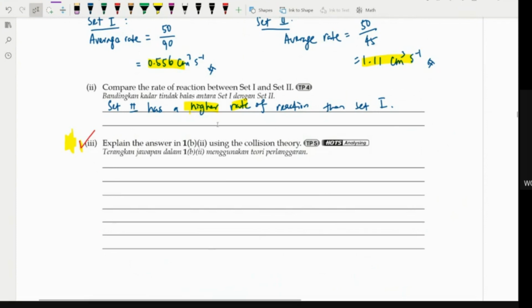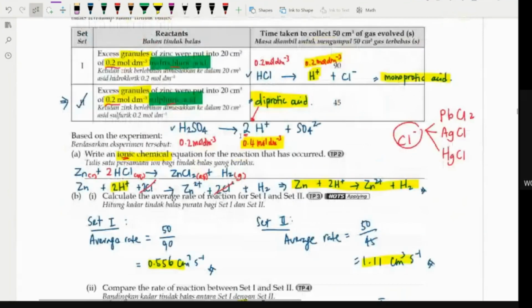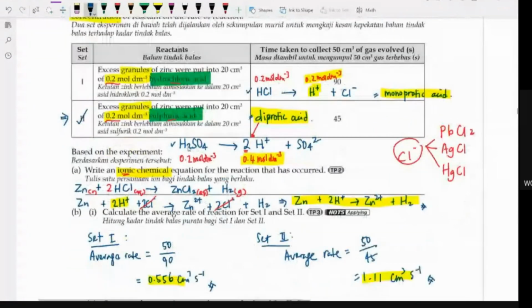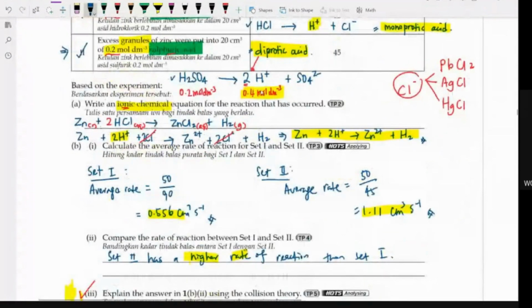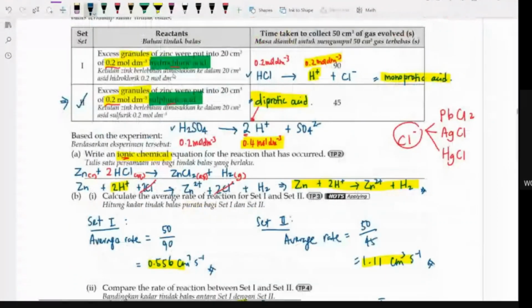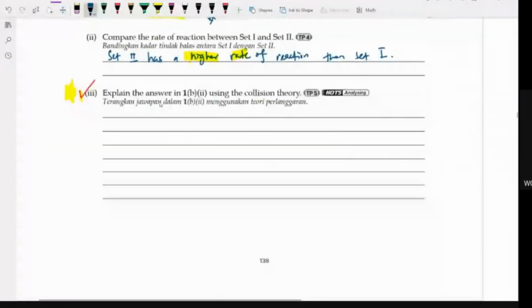Okay, class, now we check the points. See whether you can write it correctly or not. Now we check the concentration, set 1 and set 2. Set 2 is using sulfuric acid. Sulfuric acid is a diprotic acid, correct? So the concentration is higher. So we use the concentration factor points to answer this question.